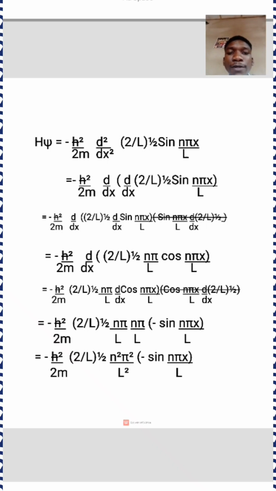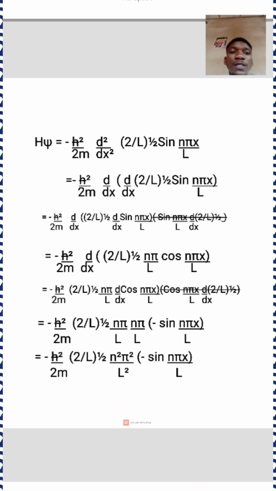Then we differentiate (2/L)^(1/2) d/dx sin(nπx/L). When you are differentiating sine, you have it to be cos. That is because it's a trigonometric function, and this is a constant term. Differentiating sine, you have it to be cos, and you also have nπx/L inside the sine function.